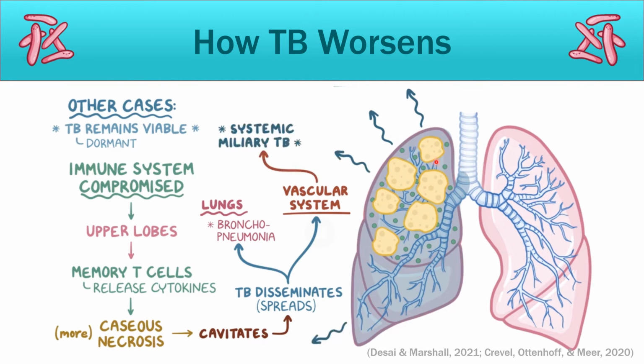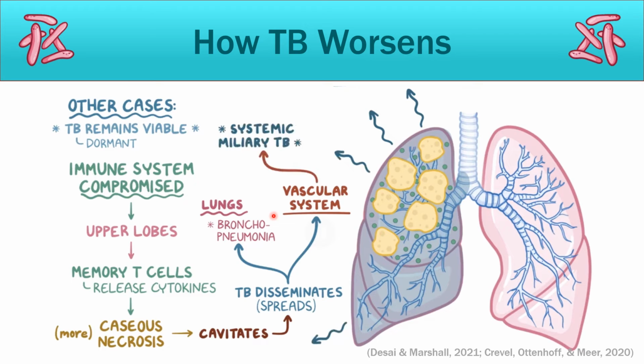Now, why the upper lobes? It's thought that the upper lobes actually experience the most oxygenation. Now remember, the Mycobacterium tuberculosis bacteria are strict aerobes. That means that they need oxygen to survive. So they go to the place where oxygen is most available, which in this case would be those upper lobes.